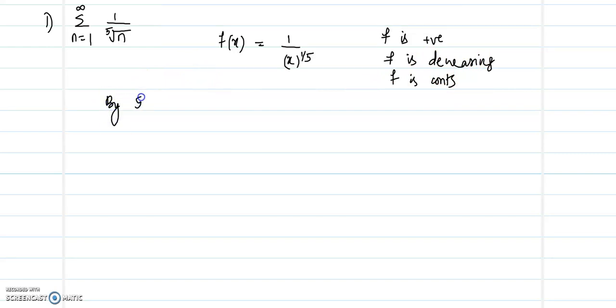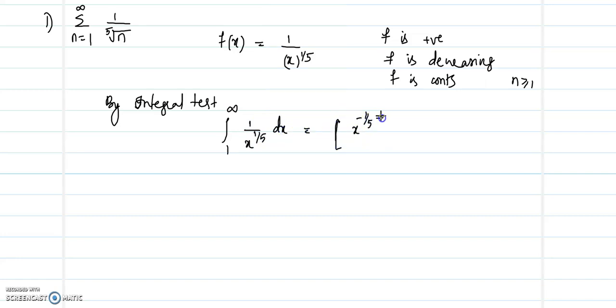So by integral test, this is positive, decreasing and continuous for n greater than or equal to 1. So we'll evaluate the integral 1 to infinity f of x dx. So that will be 1 by x raised to 1 by 5 dx. So the integral will be x raised to minus 1 by 5 plus 1 by minus 1 by 5 plus 1 from 1 to infinity. So that will be x raised to 4 by 5 by 4 by 5 from 1 to infinity.